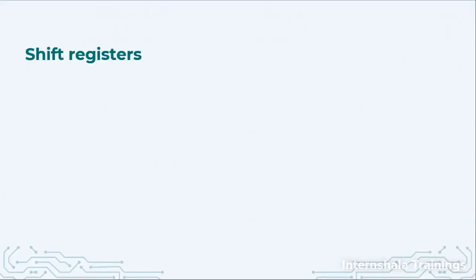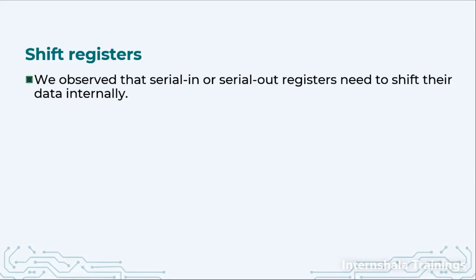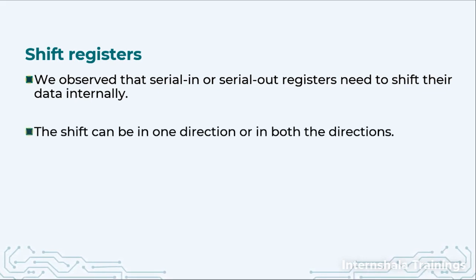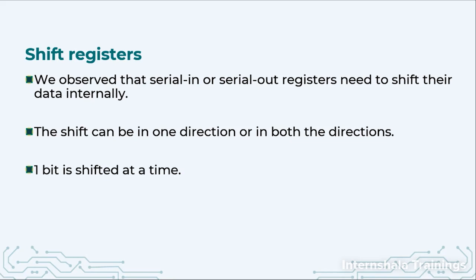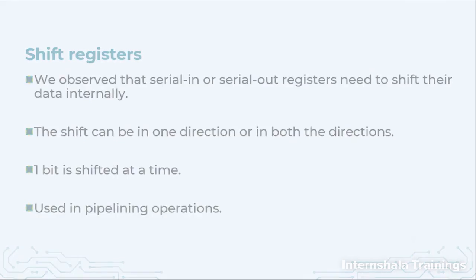So first of all, when we talk about shift registers, we have observed that with serial input or serial output, whenever one of these combinations is present, we need to shift the data because we can only load one bit at a time. That means shifting is a must operation. The shift can be done in one direction as well as in both directions. One bit is shifted at any given time. Whenever we deal with shift registers, we will always shift by one bit at a time. These kinds of registers are mostly used in pipelining operations.